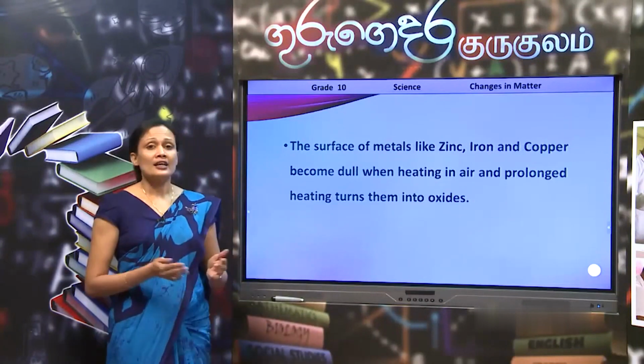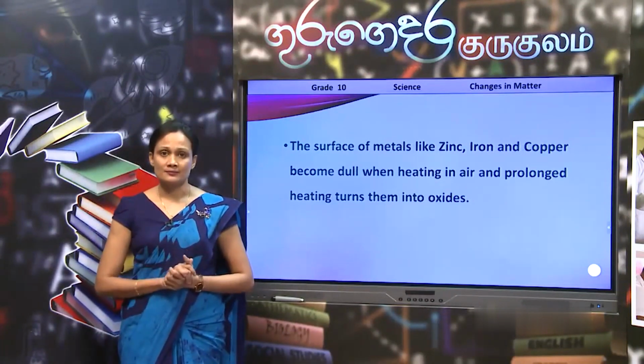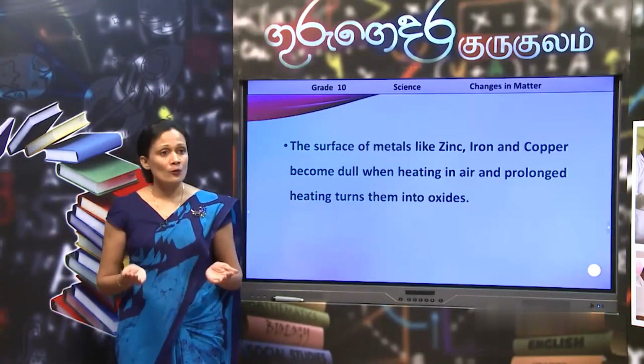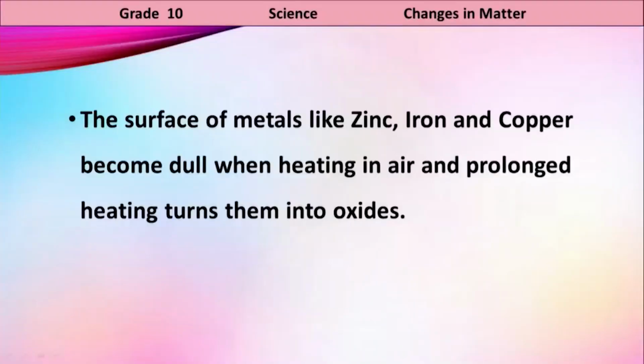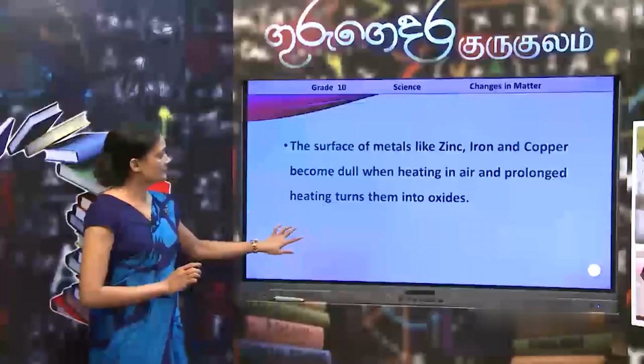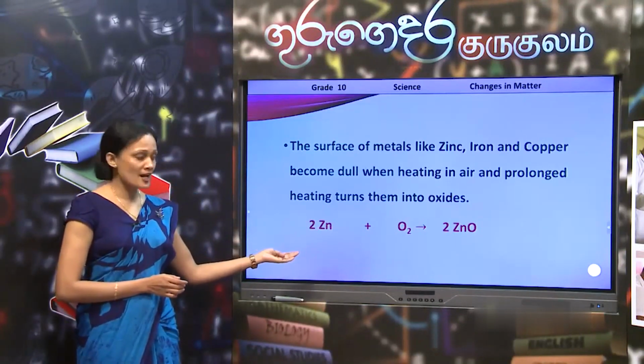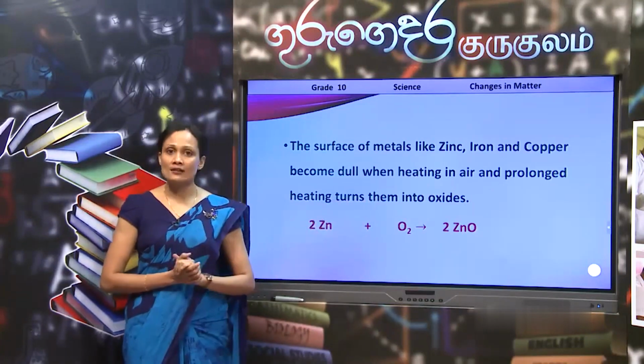Okay. If we consider some other metals, think about zinc, iron and copper. They can also be kept exposed to the air. When we heat zinc, iron, copper in air, they do not show any observable reaction. They become dull, and sometimes when we heat them for a longer period of time, they form their oxides by reacting with oxygen. Look at this example. When zinc is heated for a longer period of time, it reacts with oxygen and forms zinc oxide.